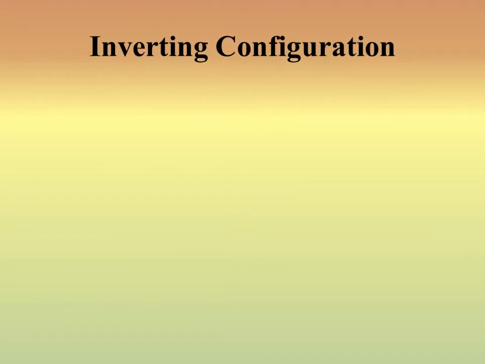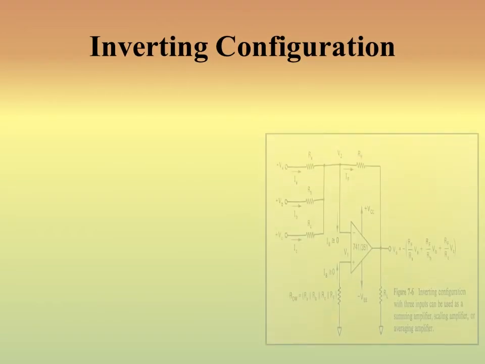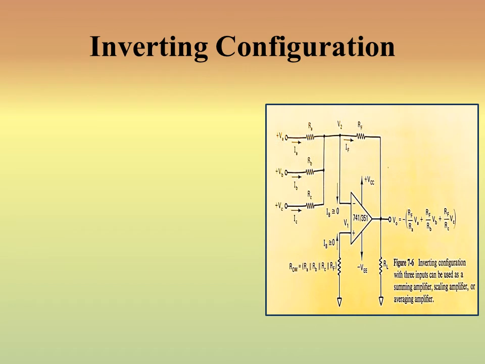So the inverting configuration. As you can see, this is the basic diagram of an inverting configuration with three inputs. Now this circuit can be used as a summing amplifier, as a scaling amplifier or an averaging amplifier. First of all, we'll discuss this in general and then we'll specifically define it for all the three types.